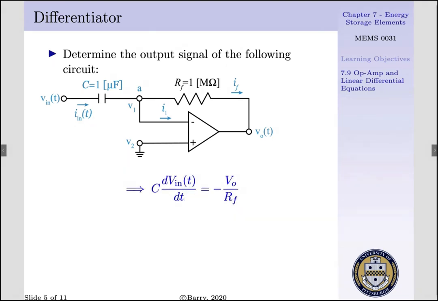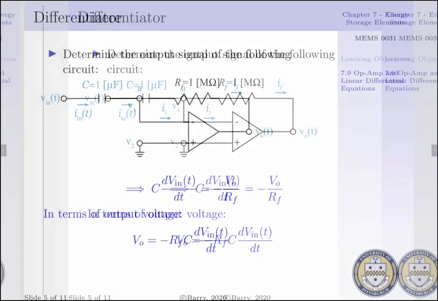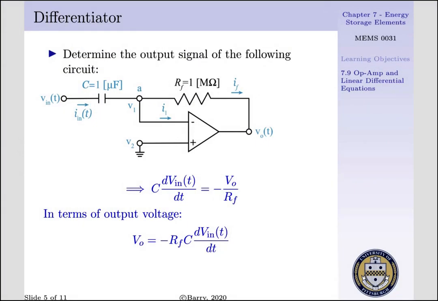Thus, we can say our capacitance times the time rate of change of our input voltage is equal to the negative of our output voltage per our feedback resistance. Thus, our output voltage is equal to minus RF times C times the time rate of change of our input voltage. That is, we are differentiating our input signal and multiplying it by a constant, minus RC.